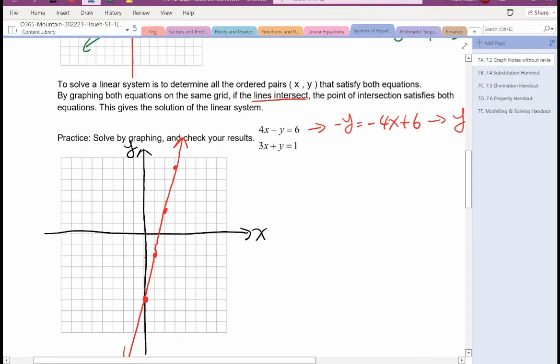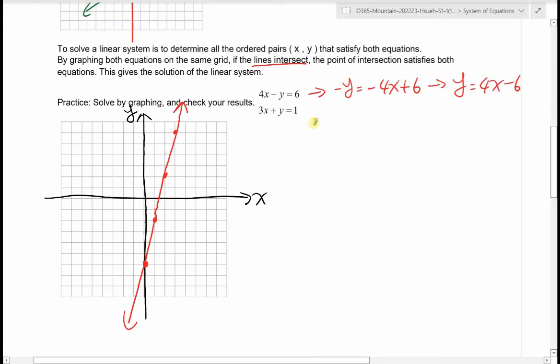Okay, for the second graph, I'll use blue this time. So I'm going to keep y on the left, and I'm going to move x to the right. So you get negative 3x plus 1. Okay, so the y-intercept is positive 1. The slope is negative 3, so I'm going to go 3 down, 1, 2, 3, and 1 to the right. That's perfect because I already get my point of intersection, so that's all the points I'm going to plot.